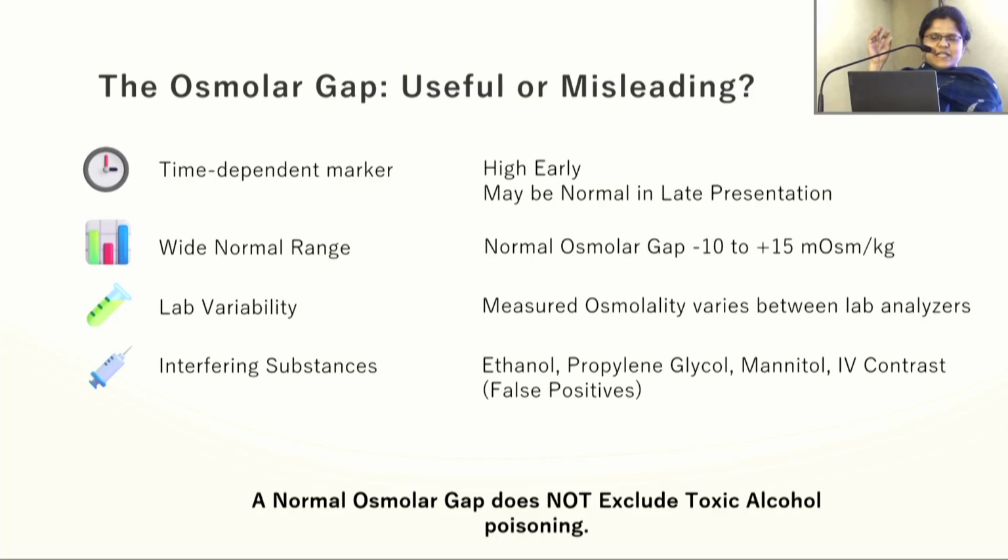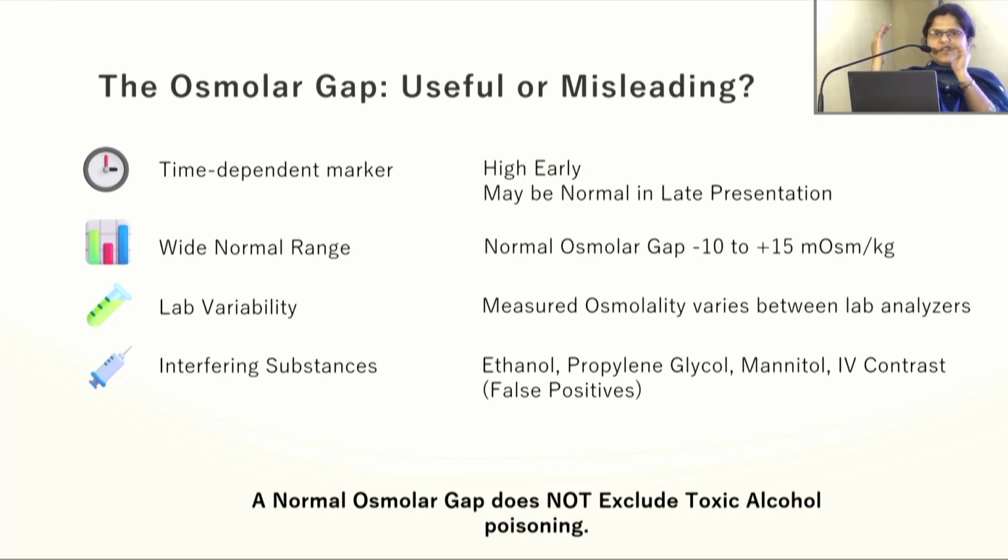So the osmolar gap, is it useful or misleading? It is a time-dependent marker. It can be high in the early phase, whereas it can be normal in the late presentation. And it has got a wide normal range. The normal osmolar gap varies from somewhere between -15 to +10 milliosmoles per kg.